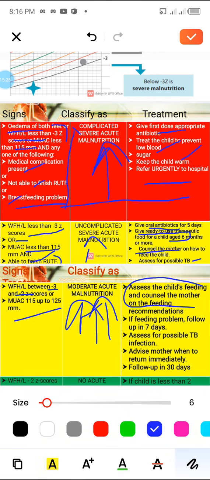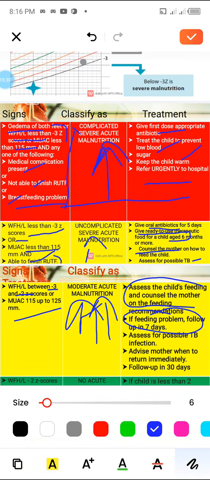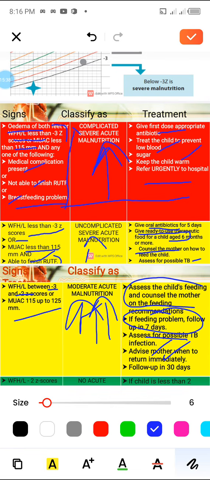If feeding problem, they need to follow up for 7 days. Then assess for tuberculosis. Advise the mother when to come back to the hospital immediately. What should prompt them to come back to the hospital immediately? Maybe the child is beginning to swell up or beginning to fail to feed. Okay, then follow-up should be made in 30 days. That's what happens in moderate acute malnutrition.